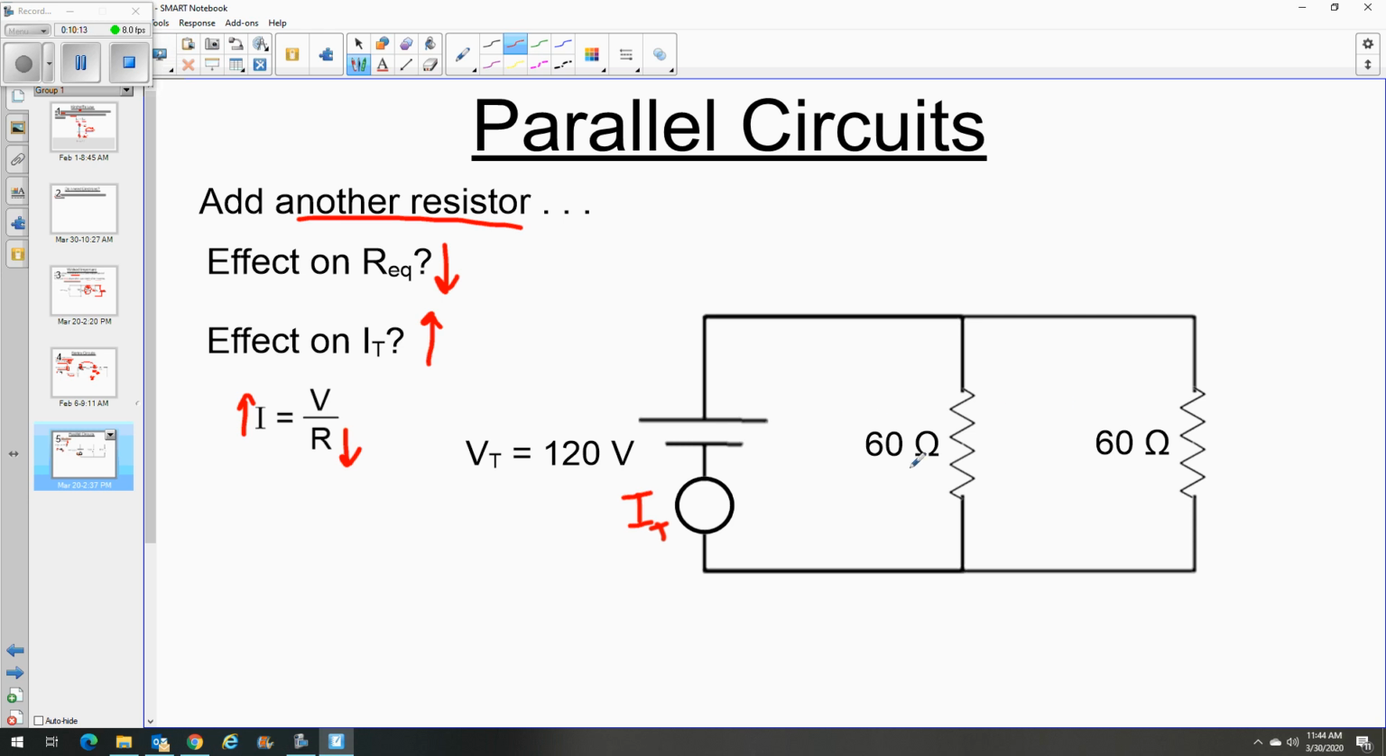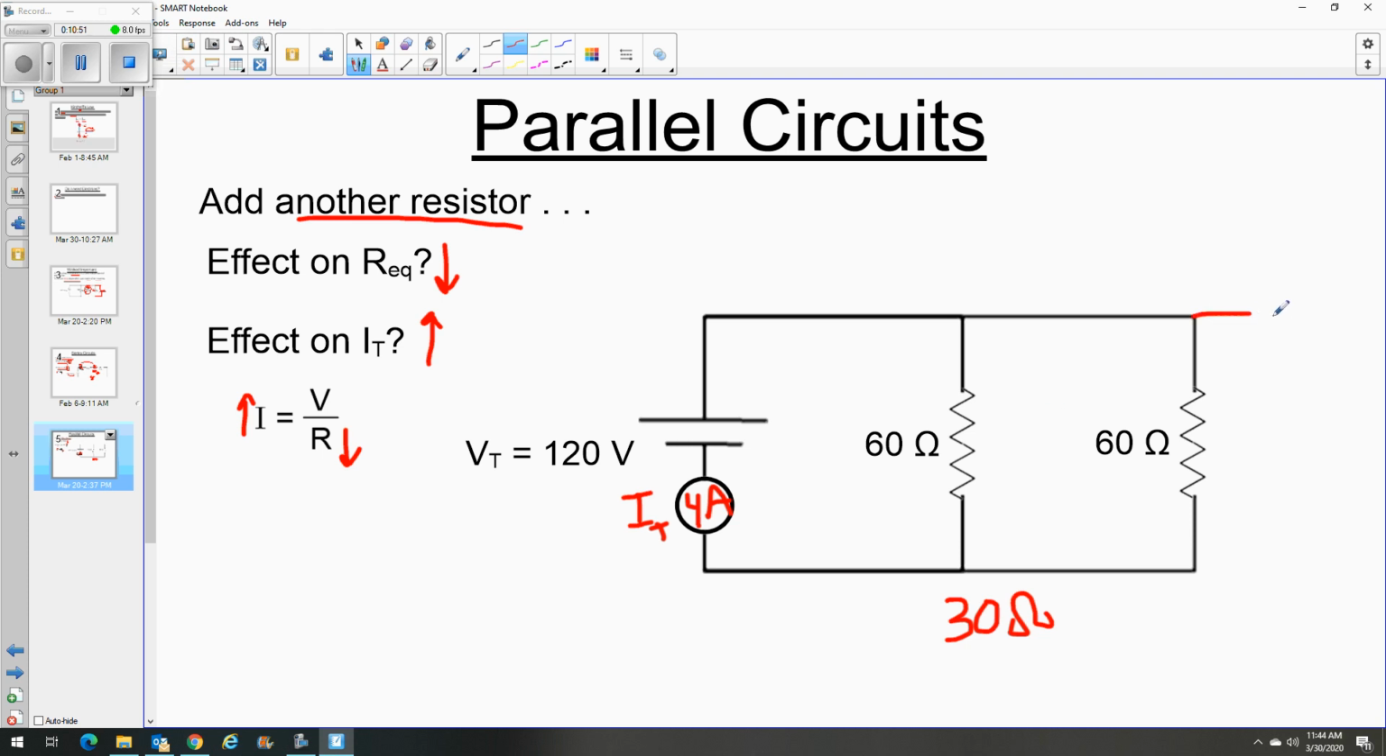What is the resistance in the original circuit if you have two 60 ohm resistors in parallel? Don't say 120 ohms, that would be the series rule. If you do the 1 over rule on your calculator, 1 over 60 plus 1 over 60, and then invert your answer with the little x to the negative 1 button on your calculator, you will see that you have an equivalent resistance of 30 ohms. If you then do I total equals V total over R total, you will see that 4 amps of current will leave the battery.